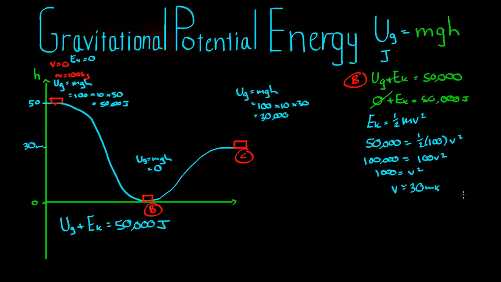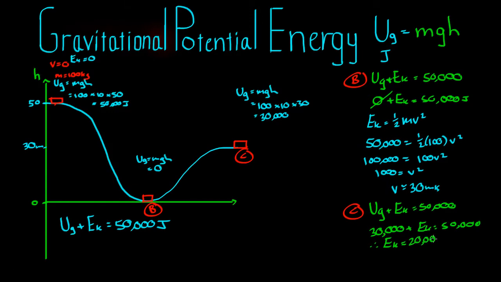at this point here. So let's figure out the kinetic energy at this point here at C. At C, the same equation holds. UG plus EK equals 50,000, but UG here is 30,000. So 30,000 plus EK equals 50,000. Therefore, EK equals 20,000, and that has to equal a half mv squared.